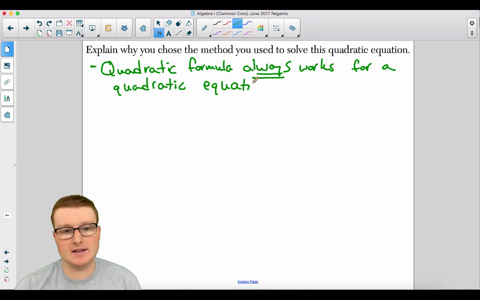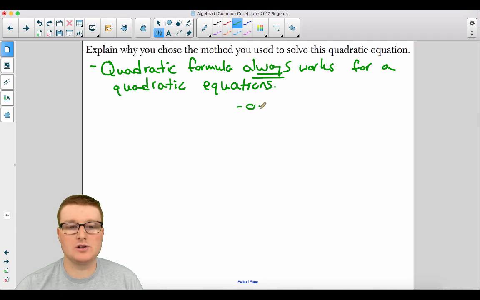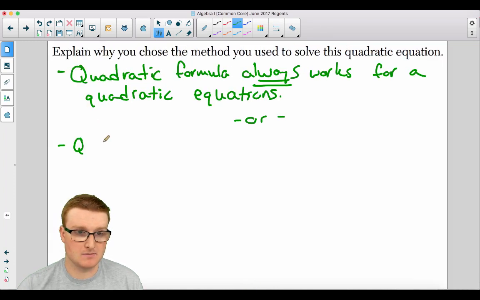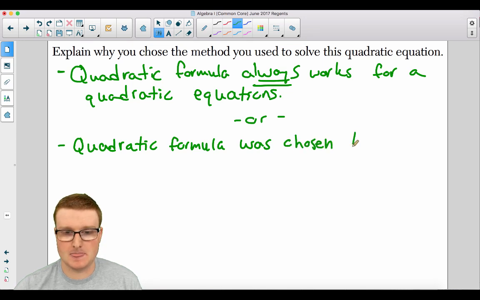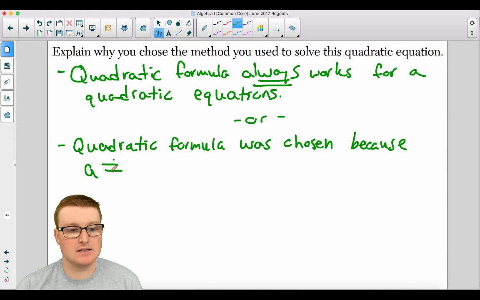So that's the easy way. That's the easy explanation. Or you could do the Trevor Clark way. Trevor did it this way. I said this: The quadratic formula was chosen because A does not equal 1.